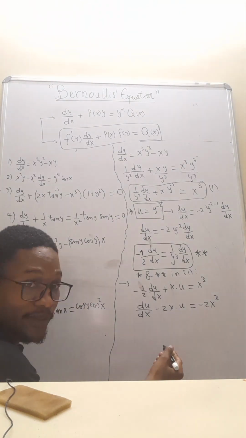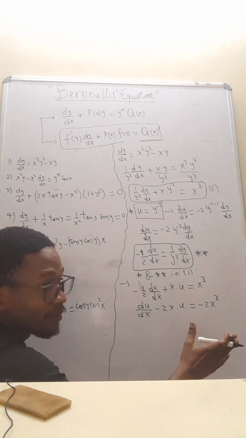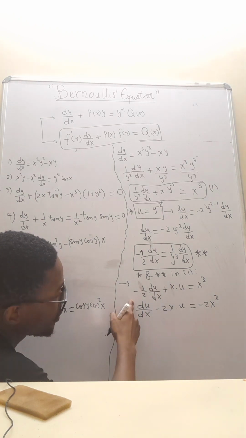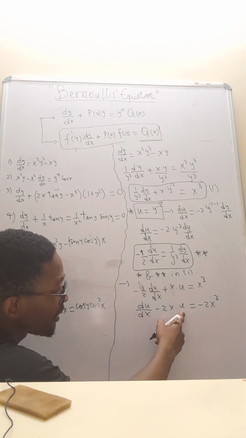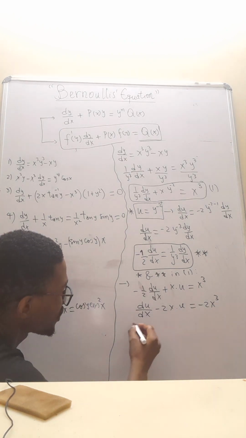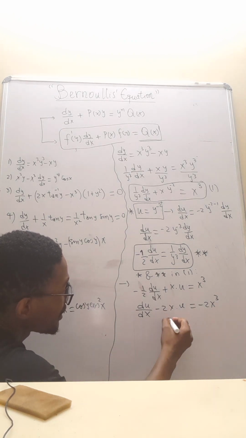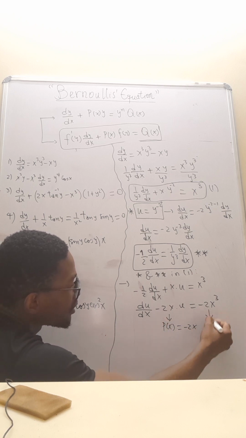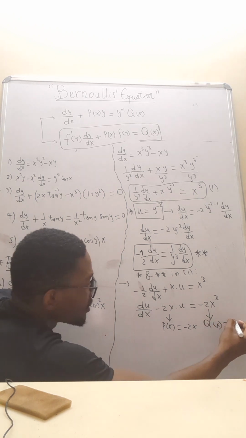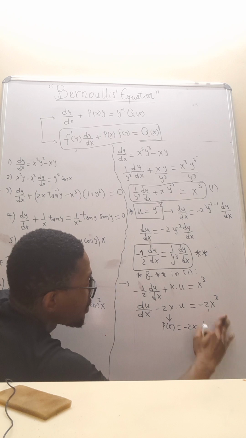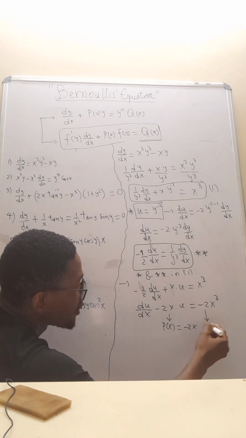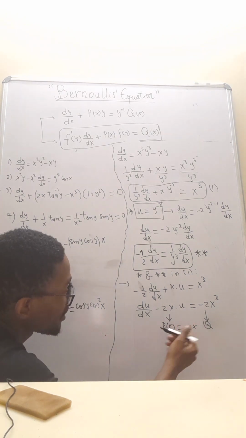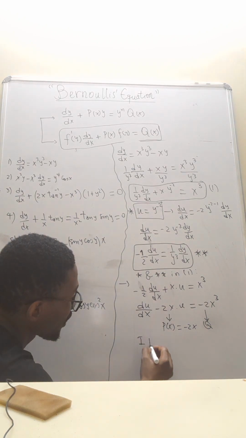What's the next step? Very simple. Now that you know this is linear, because the derivative of u with respect to x is linear and u is linear, you just have to solve for this one. This is p of x, which is minus 2x, and q of x is minus 2x cubed. So just find what your integrating factor is.